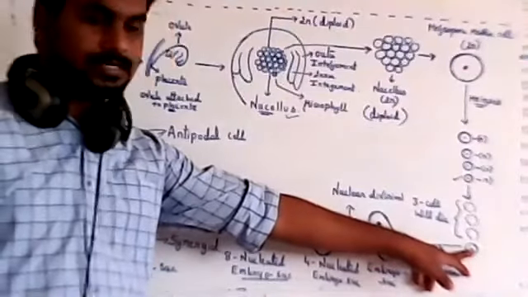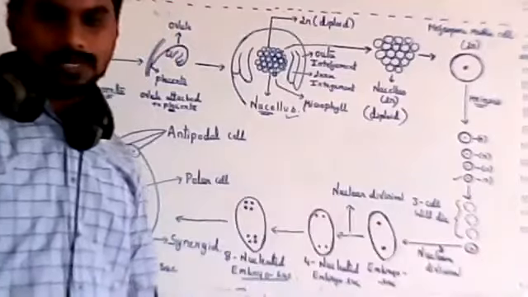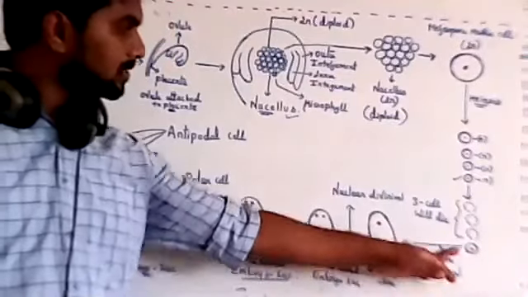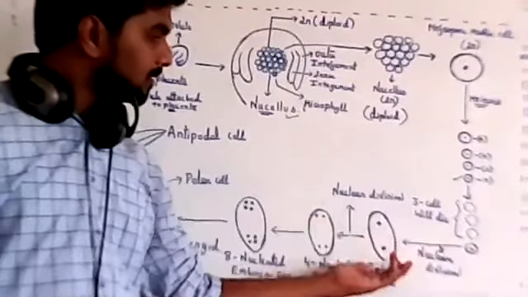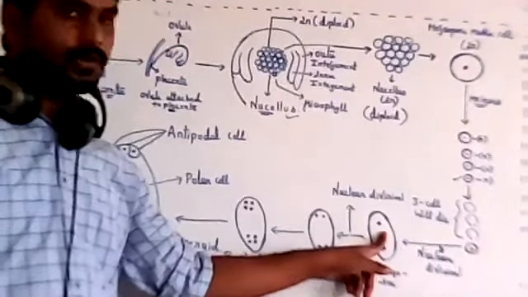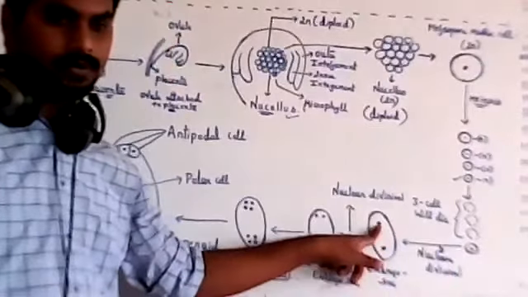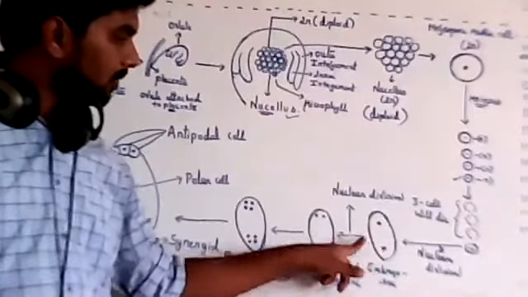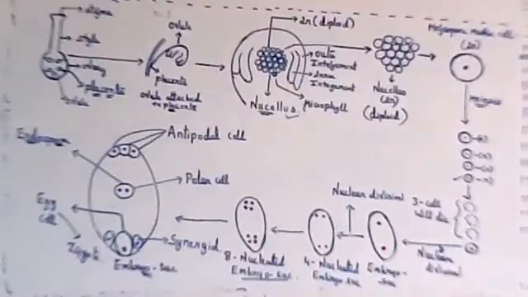Whatever nucleus is present, the cell will have cytoplasm and inside it the nucleus, because this is a eukaryotic cell. So the next step is nuclear division. When nuclear division takes place, one nucleus will divide into 2 nuclei, again 2 nuclei will divide into 4, then 4 nuclei will divide into 8 nuclei.